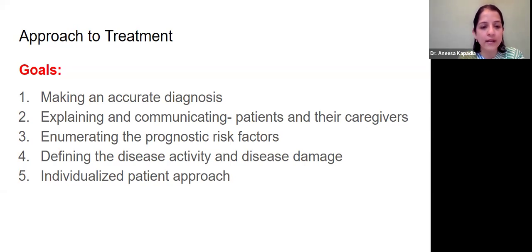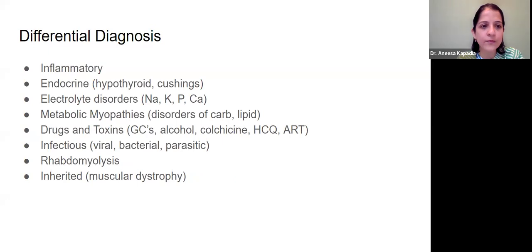Enumerating the prognostic factors. So all patients are not the same. All patients may not come early to us. So also knowing realistically what are the prognostic factors and how well they will do with treatment. Defining disease activity and damage. All rheumatologists talk about these two terms, and I'm going to talk a little bit more about them. And of course, most important, individualizing the patient's approach.